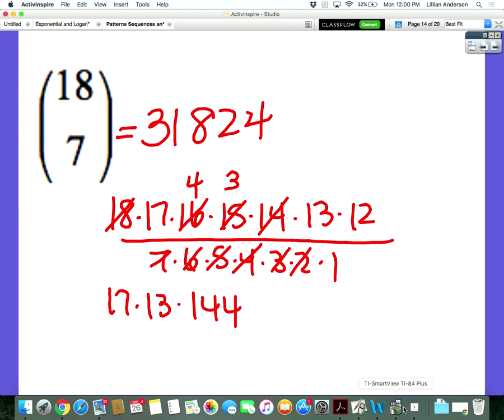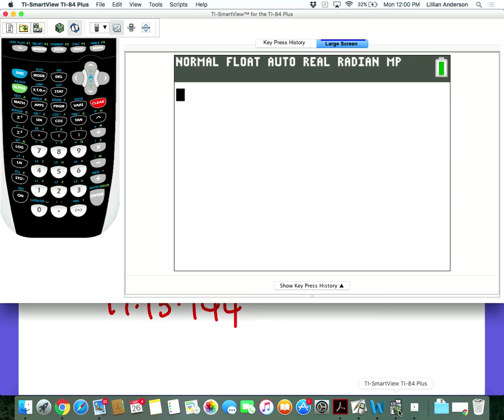18 times 17 times 16. And then you kind of multiply. But something like this, I want you guys to do it by hand just to refresh your memory on it. It can be done by calculator. Honestly, something that large would definitely be a calculator.